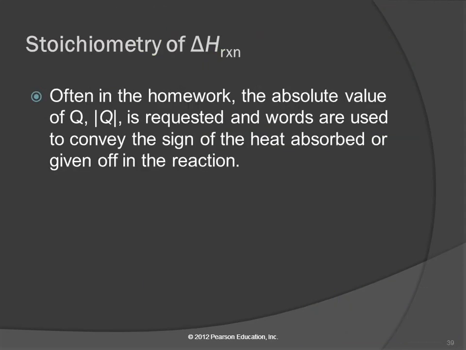So in the homework, now all of a sudden they start talking about capital Q. Q is heat, just like it was when we did Q equals MC delta T. They're often going to request the absolute value of Q, which means if it's a negative number, make it a positive number. If it's a positive number, leave it positive. They want the magnitude, and they're going to use words to convey the sign. They're going to say, calculate the heat absorbed or the heat emitted. So just be aware of that when you go to Mastering Chemistry, because otherwise that can kind of mess you up.